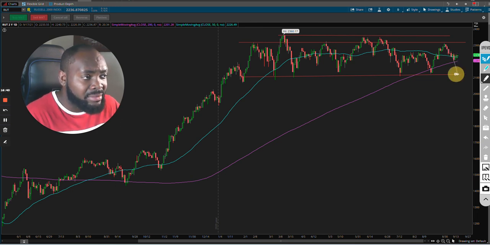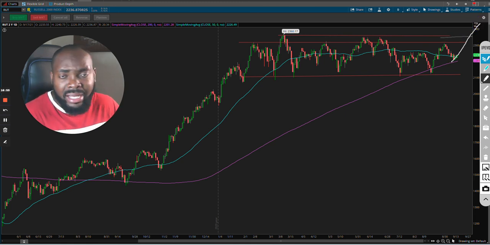But in this case, we may not get a pullback to the support. So this may just be a bounce off the 50 simple moving average, and we're heading back to the resistance and potentially looking to break out as the other indexes start to pull back a little bit.